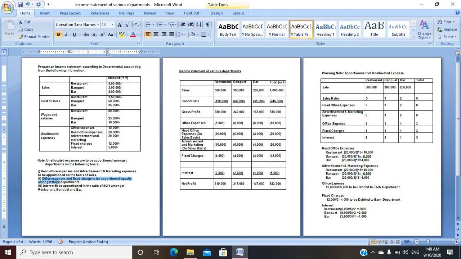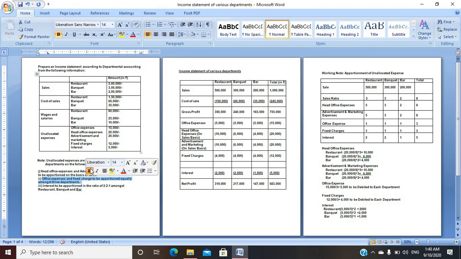Office expenses, second condition, and fixed charges are to be apportioned equally among the three departments. Whatever the office expense, like 15,000 we have, and fixed charge we have 12,000, it should be divided equally, 1 is to 1 is to 1 like this. Next is interest, to be apportioned in the ratio of 2 is to 2 is to 1 among the restaurant, banquet and bar. So interest ratio is given already, so we have to divide accordingly, 2 is to 2 is to 1 only, right?